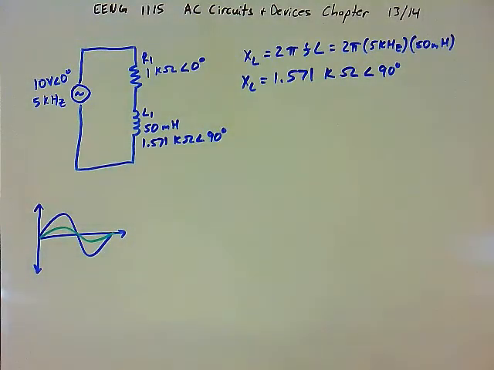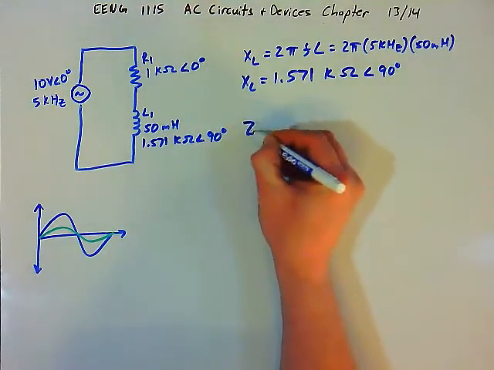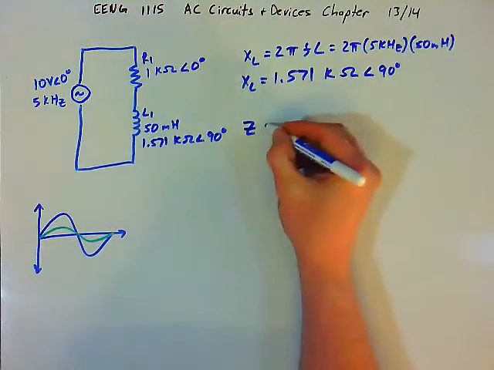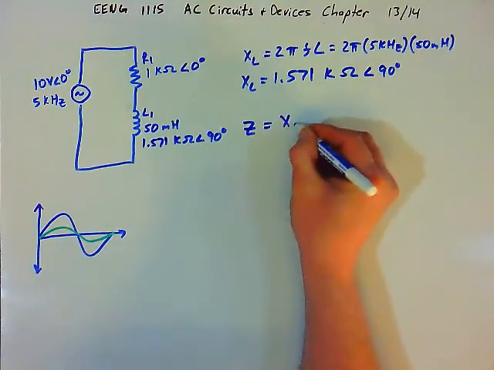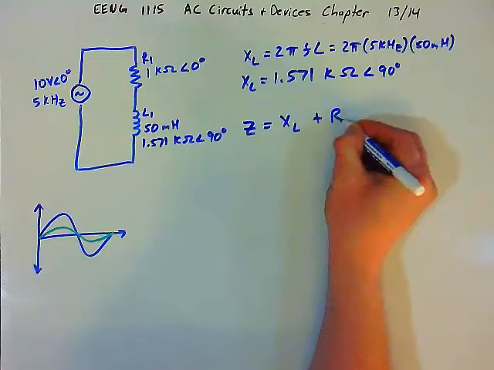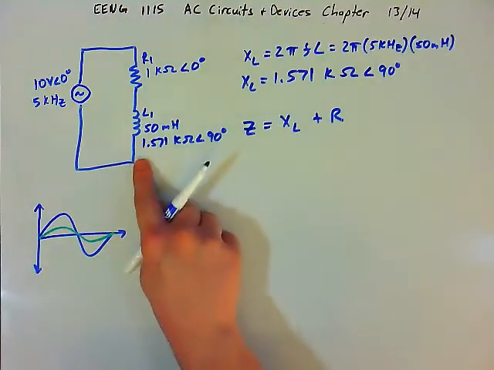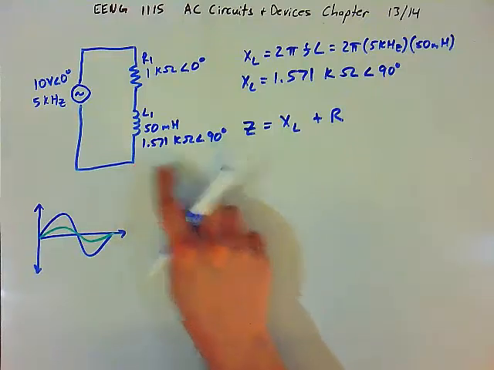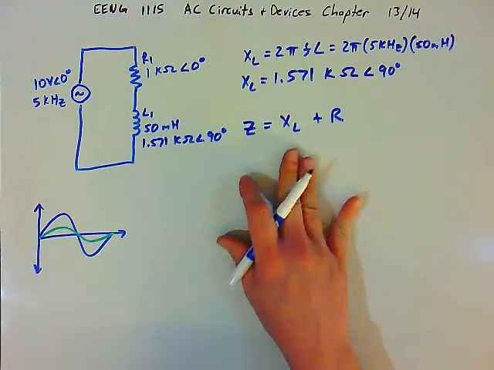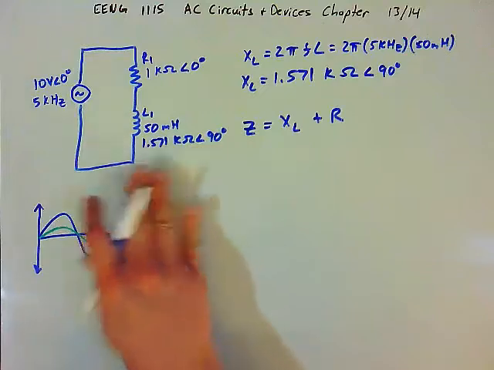Now we have the information that we need to solve the circuit the same way we do any other DC circuit. We're going to follow the same types of steps. Our first goal is to find the total resistance. In an AC circuit we call that the impedance. The impedance is the combination of inductive reactance and resistance. I'm adding them because they're in series, just like any DC circuit. So total resistance is going to be the sum of X sub L and R because they're in series.